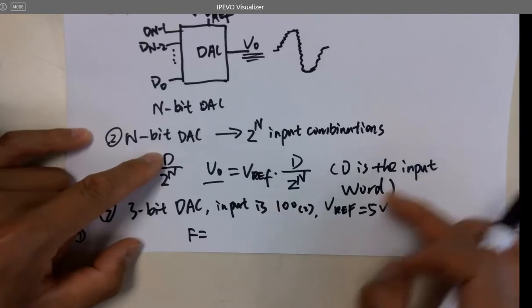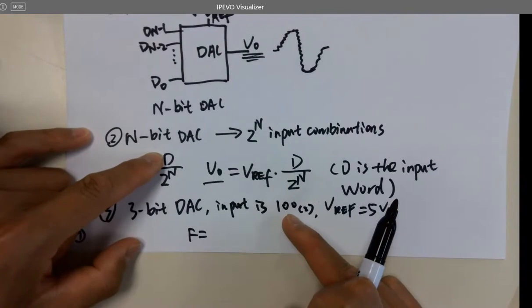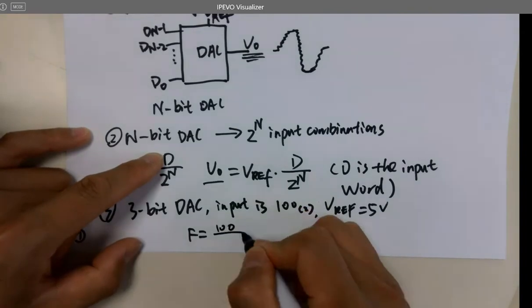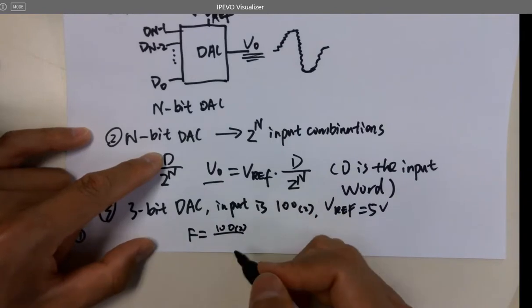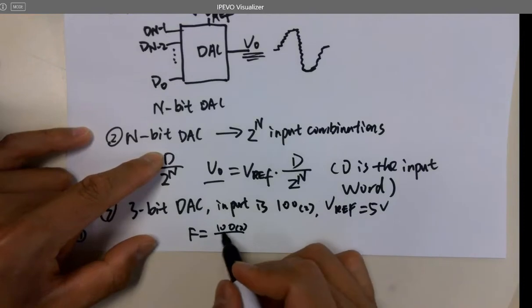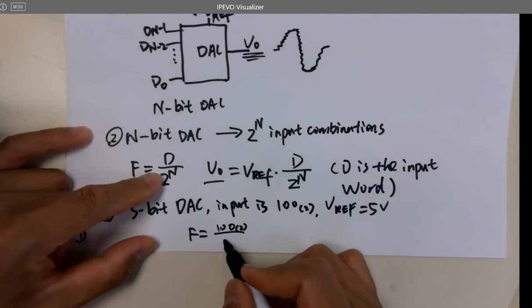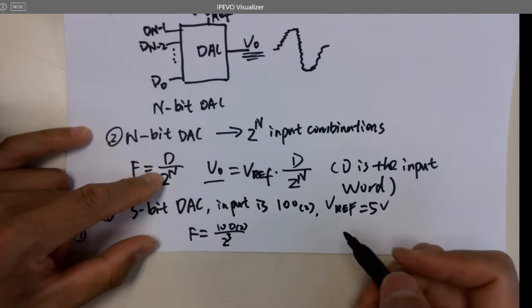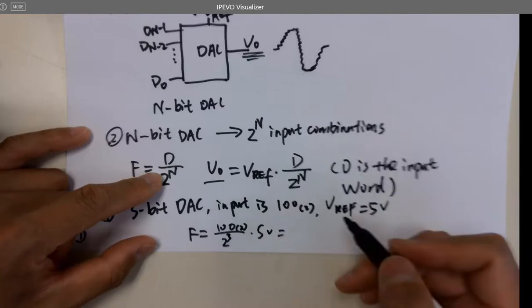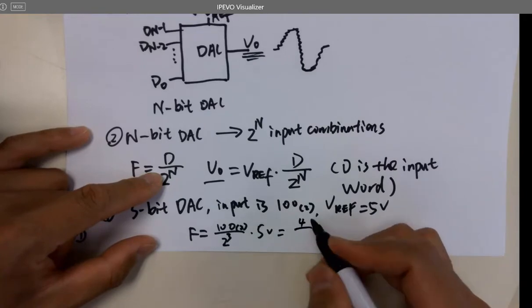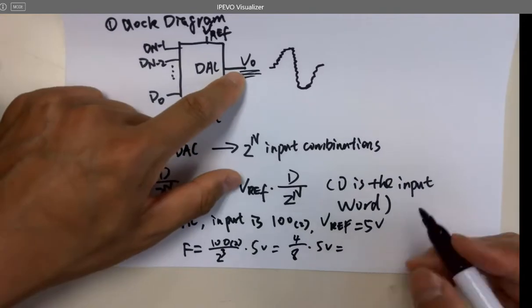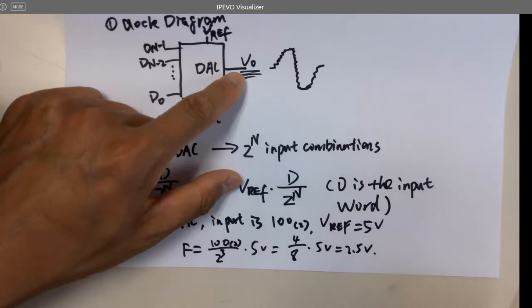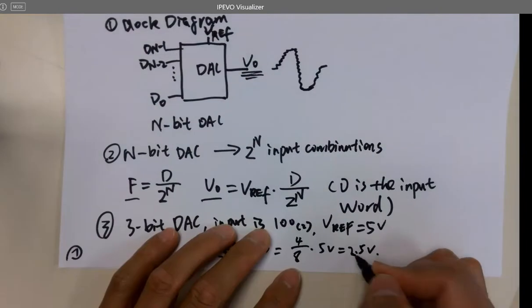So D is 4. It's odd to use binary and decimal in the same expression, so it's 4 over 2 to the third, times 5 volts. It's 4 over 8. So the analog output is going to be 2.5 volts.